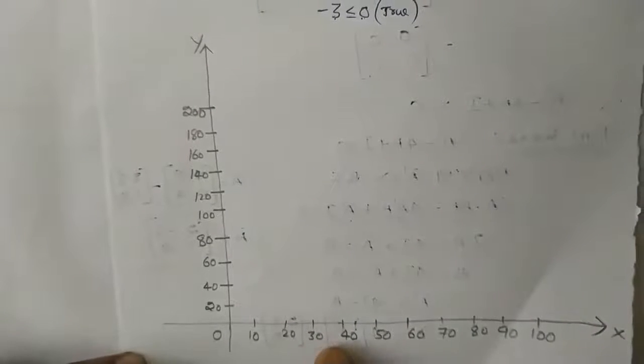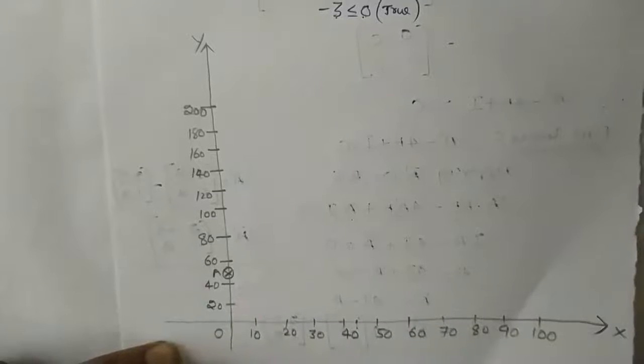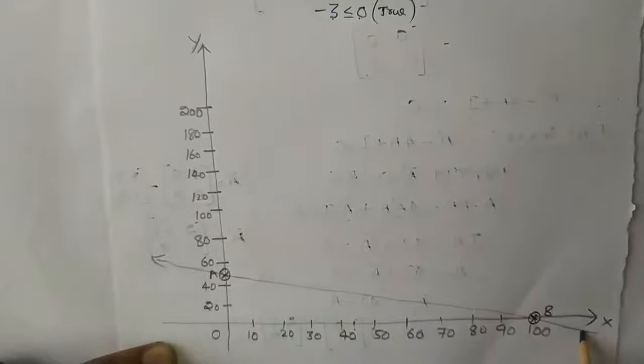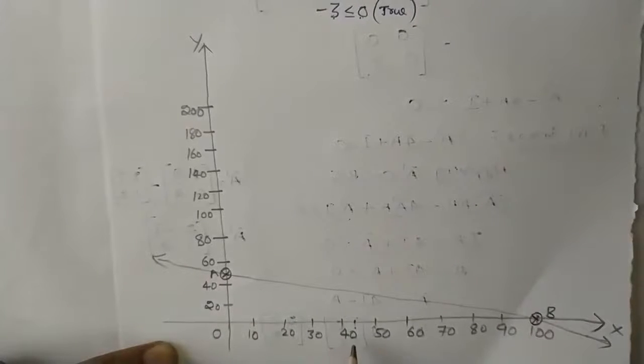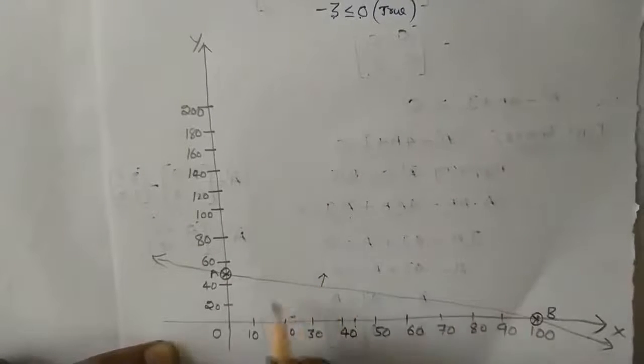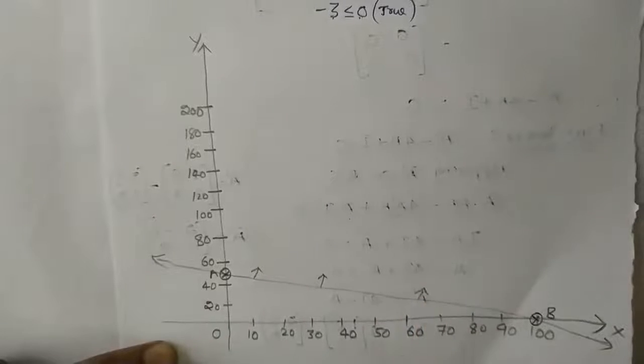See the point A. Point A is 0, 50. X is 0, y is 50. It is the point A. Next, point B is 100, 0. It is the point B, 100, 0. Now join A and B. Is it true or false? False. If it is false, we need to shade away from the origin. The region will be upwards, away from the origin.